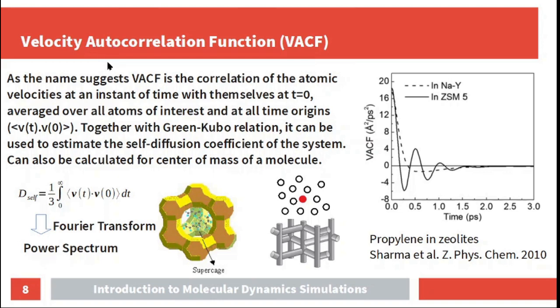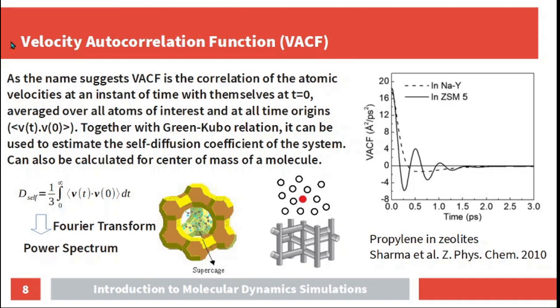Another quantity which gives you information on the dynamics of atoms or molecules is the velocity autocorrelation function, or VACF. As the name suggests, VACF is the correlation of atomic velocities at an instant of time with themselves at t equal to 0. That is, you calculate the velocity of any atom at time t, and take a dot product with the velocity at t equal to 0, take an average over all molecules over all times, and what you get is this. This tells you how the velocity at any instant of time t is related to the velocity at t equal to 0.